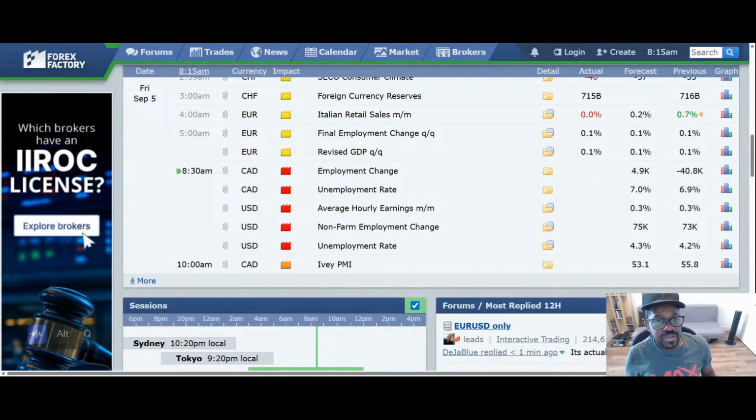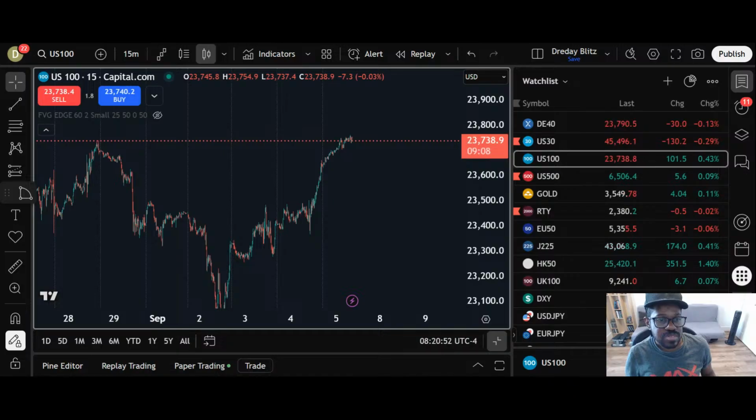So if we go back, I'm just going to close this out and go back to the actual charts. We're going to be looking at a plain chart on TradingView, just to navigate between the indices. Let me share my screen here on that.